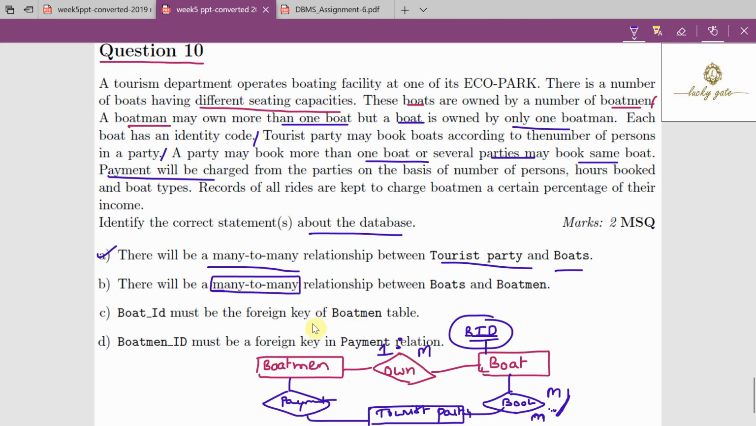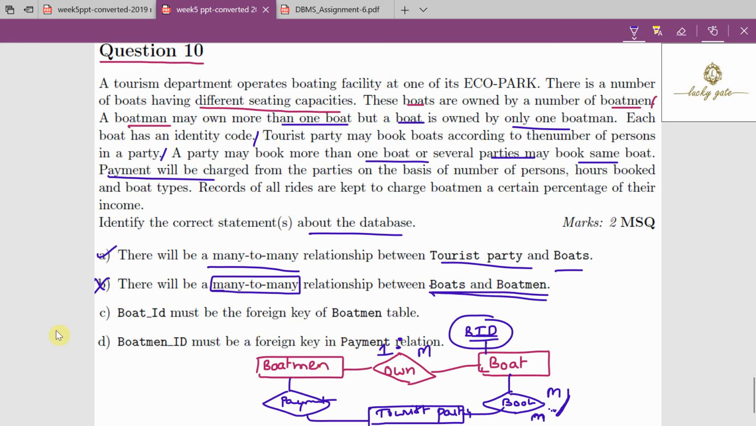It is not many-to-many between boats and boatmen. We can call it many-to-one. Reading is important, friends. Observe this point. From boat to boatman we have many-to-one, not many-to-many. Many-to-many would indicate that one boatman may have many boats and one boat may have many boatmen. So it is incorrect. Option C: boat ID must be the foreign key of boatman. Why would boat ID be the foreign key of boatman?